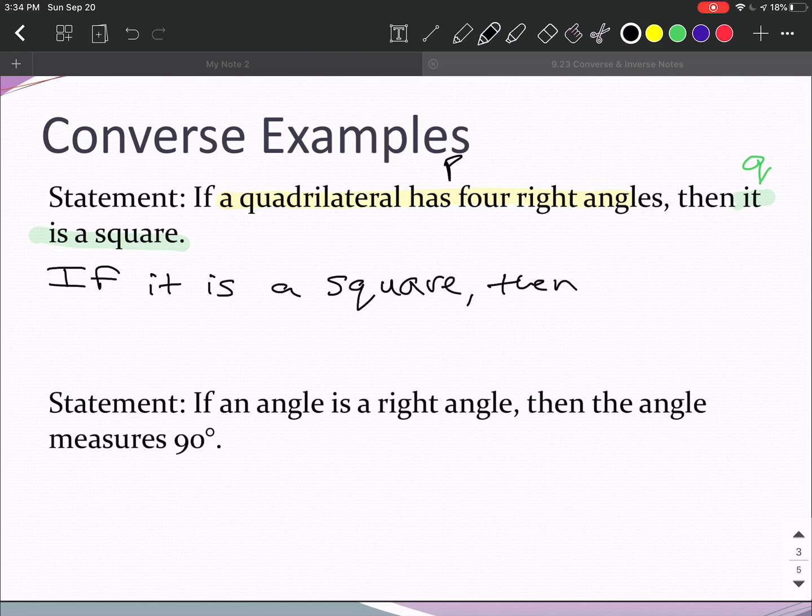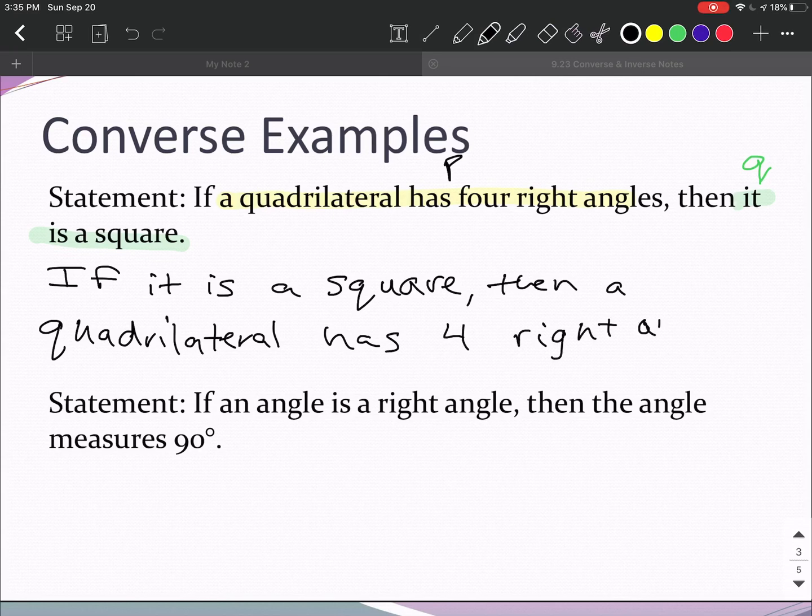then a quadrilateral has 4 right angles.